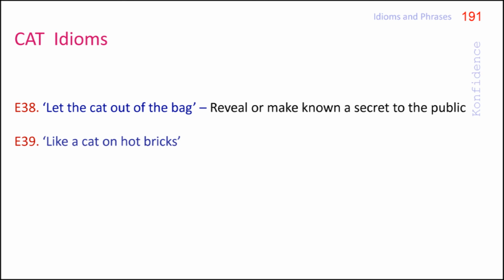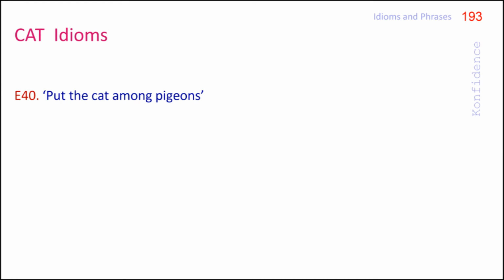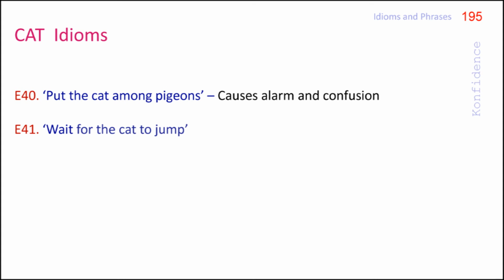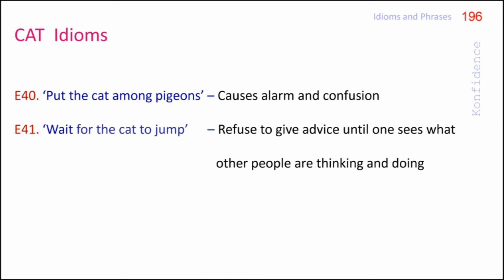If we are like a cat on hot bricks, we are very nervous or jumpy. The idiom like cat on a hot tin roof also means the same. When we put cat among the pigeons, we cause alarm and confusion. Wait for the cat to jump means to refuse to give advice, make plans, etc., until one sees what other people are thinking and doing.